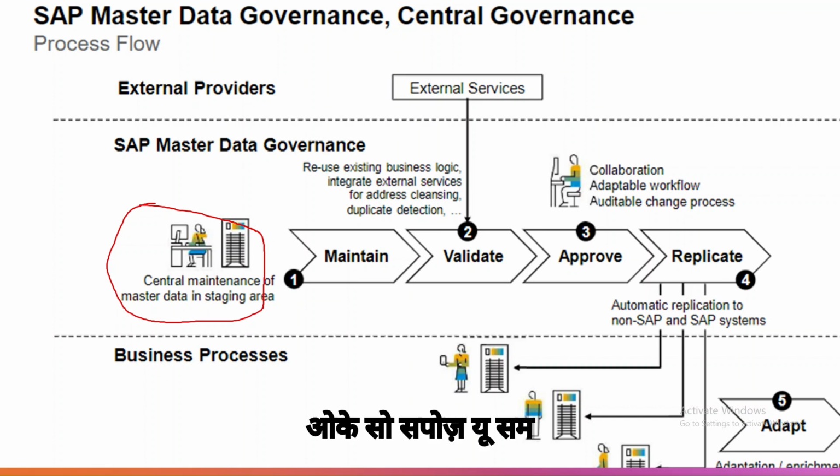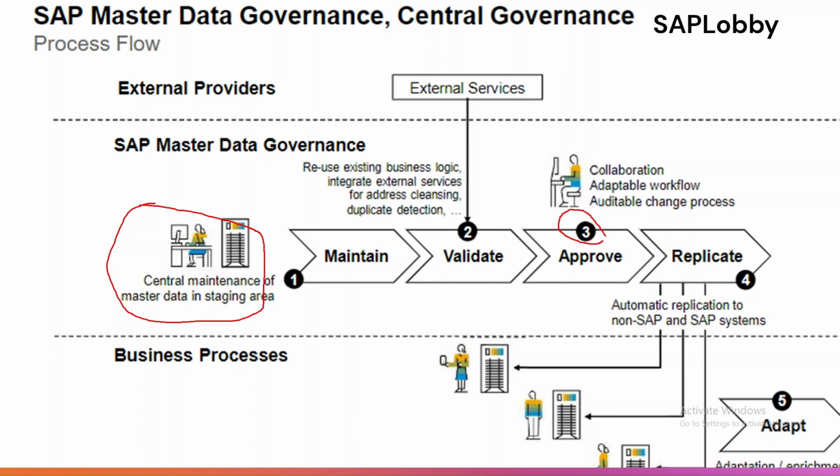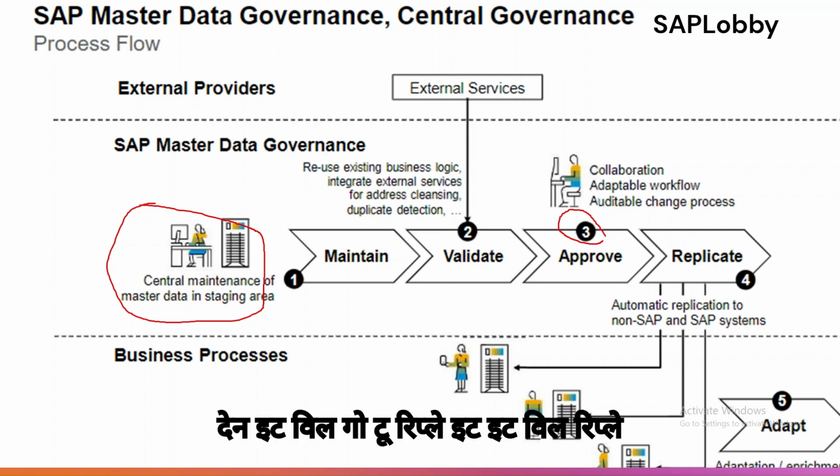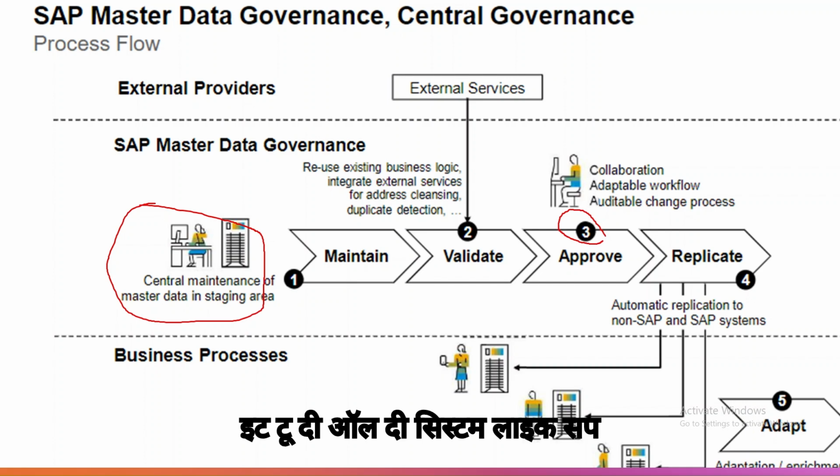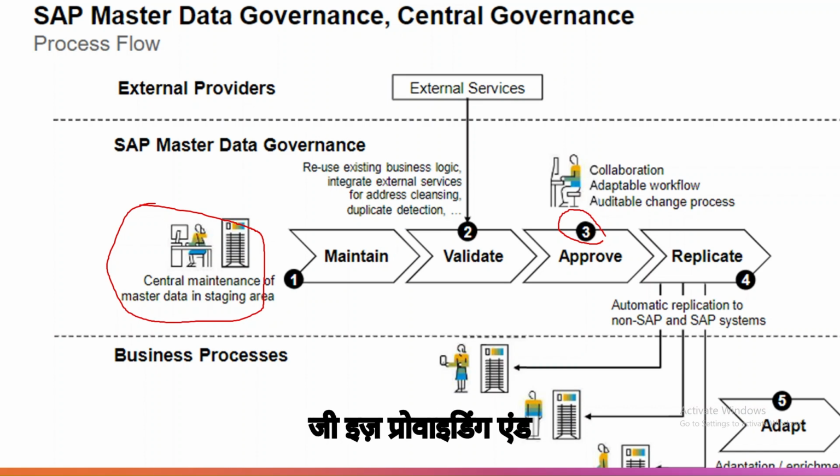Suppose some data comes from an external service. That also goes through validation, and after validation it will go to approve. Once it is approved, it will go to replicate. It will replicate to all the systems, SAP and non-SAP, and then it will be added so that the data can be used. So this is the process MDG provides.